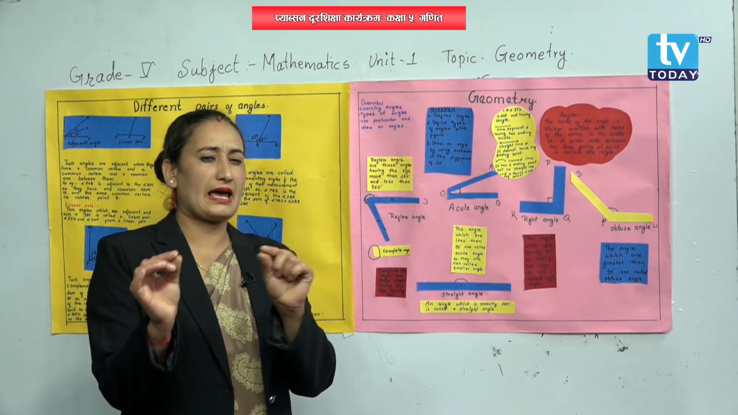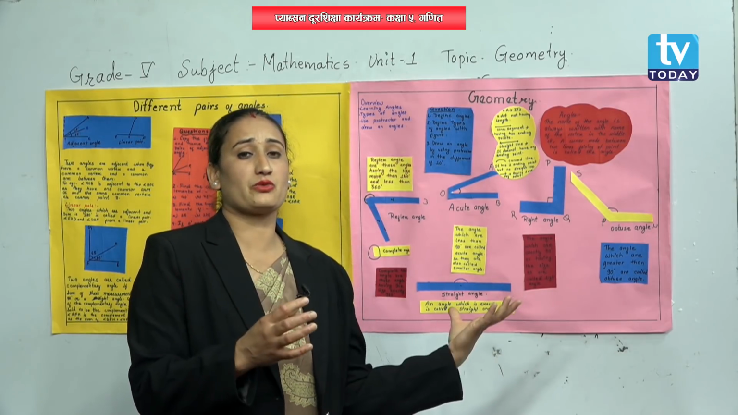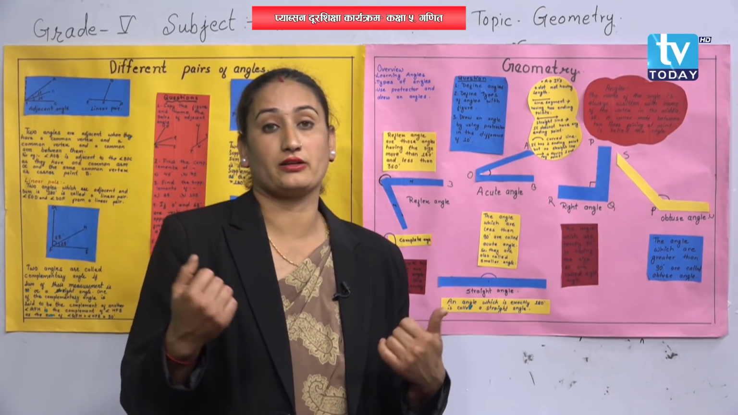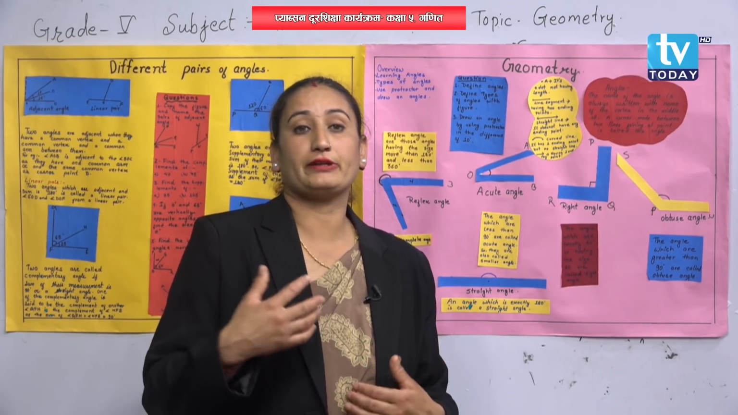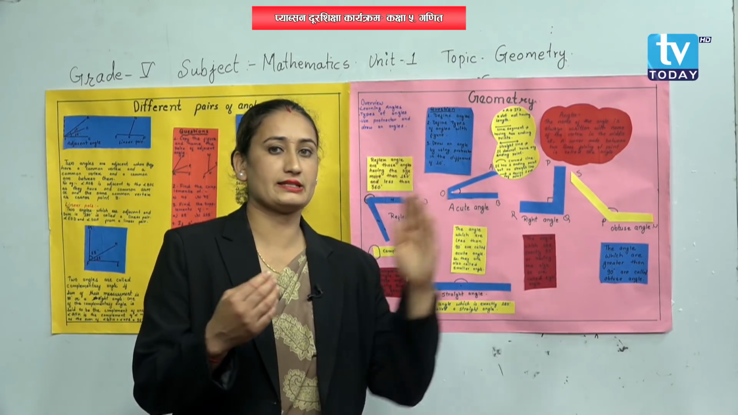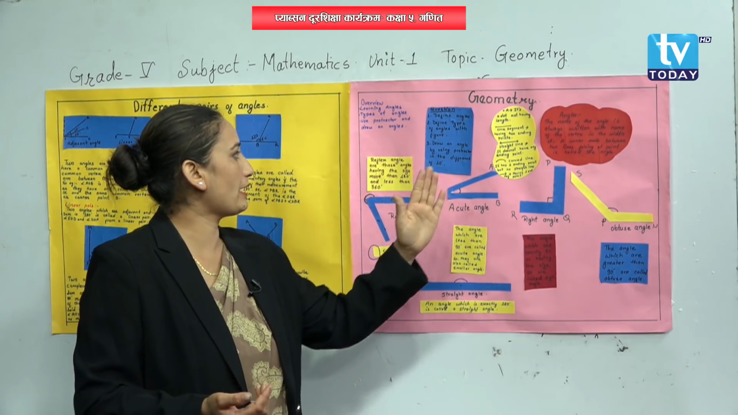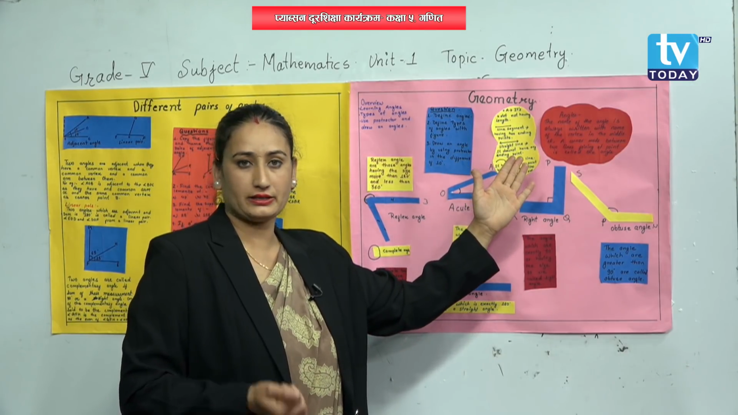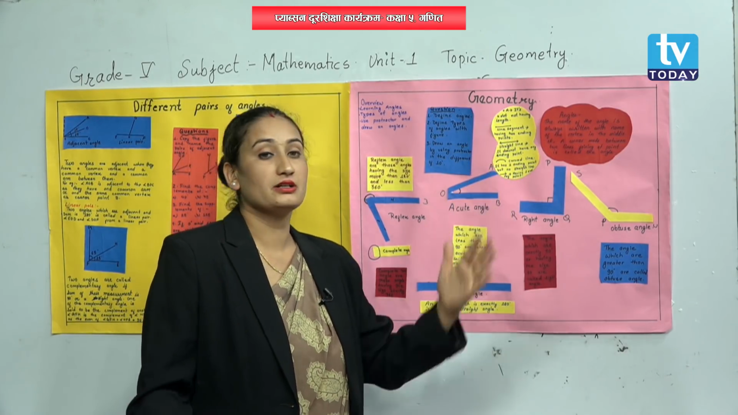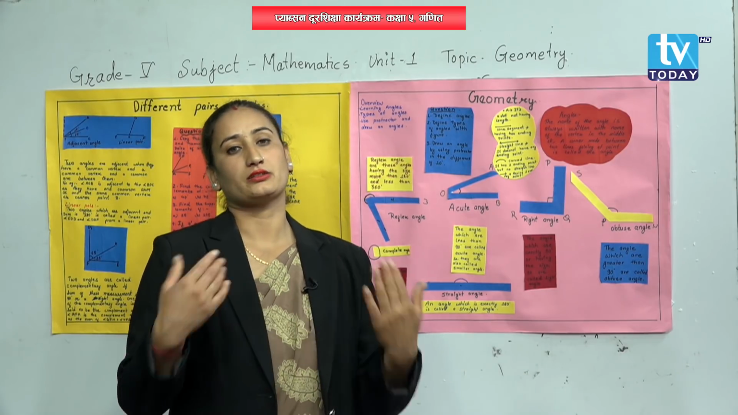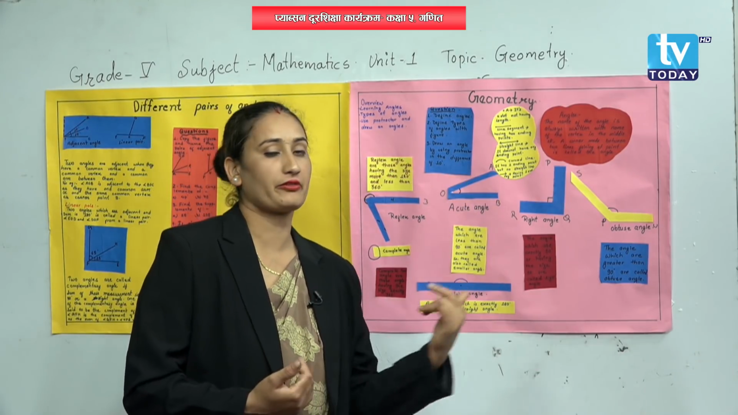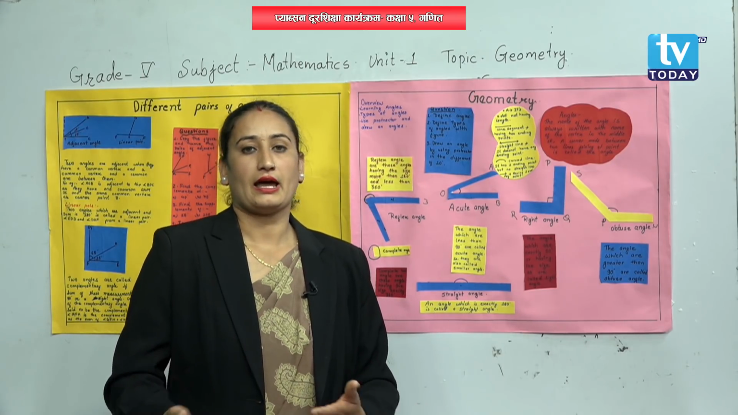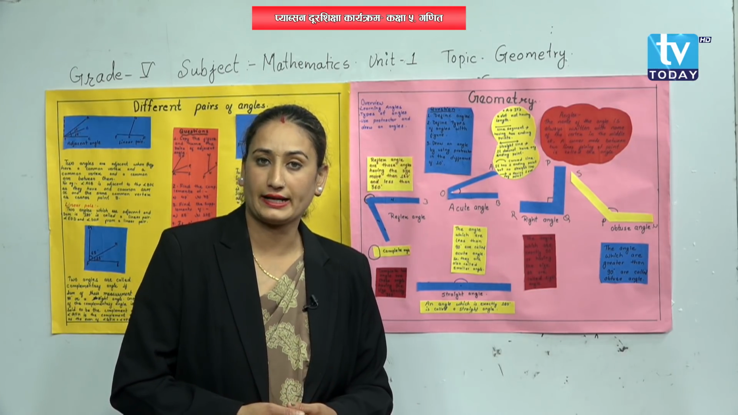Now let's have a slight view of this one, and we are going to learn about different pairs of angles. First let's review. We have learned about dot, line segment, then straight line, curved line, then ray, and angles, defining angles, angle types, right?